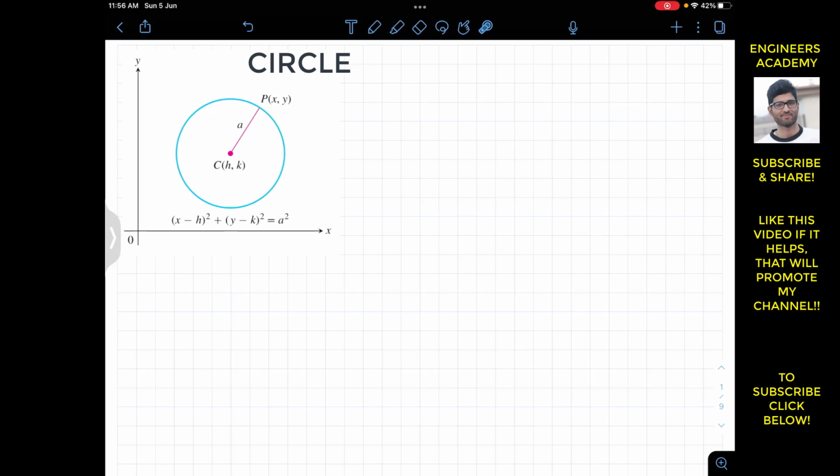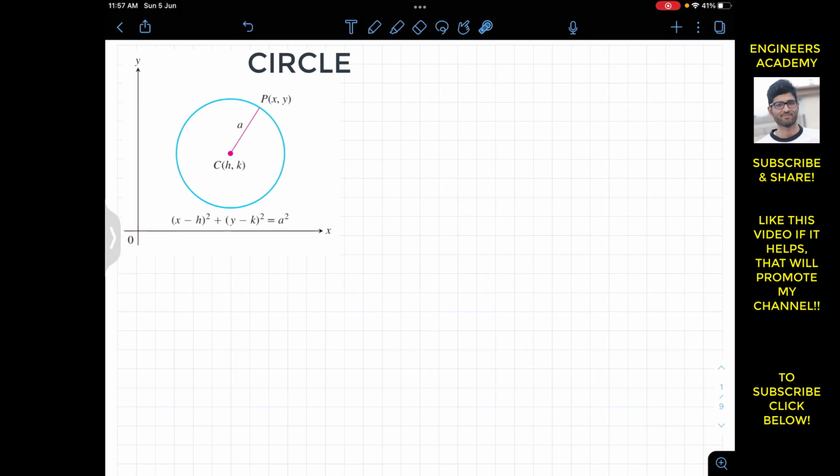By definition, the circle is the set of all points which are located at some constant distance from a fixed point in the xy coordinates, or we can say in the 2D plane. So let's say that we have some arbitrary point P which is at a distance of a from this particular fixed point, and the coordinates of this fixed point from the origin are h and k.